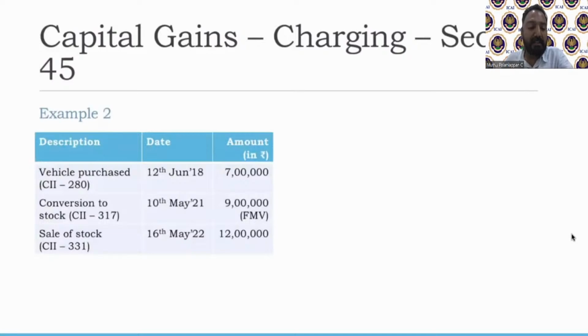So we'll take the same concept of a vehicle purchased on 12th June 18. It has been purchased for 7 lakhs. It is converted to stock on 10th May 2021, when the fair market value is 9 lakhs. Now finally it is sold on 16th May 2022 at 12 lakhs. So now how do you compute? Typically there is one portion called capital gain, another portion called business profit.